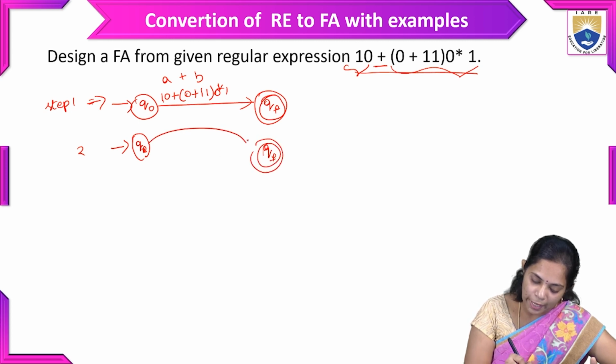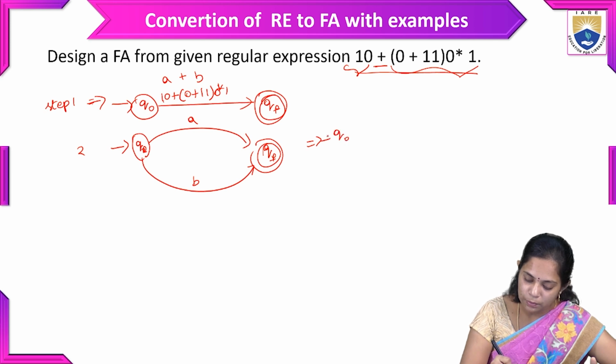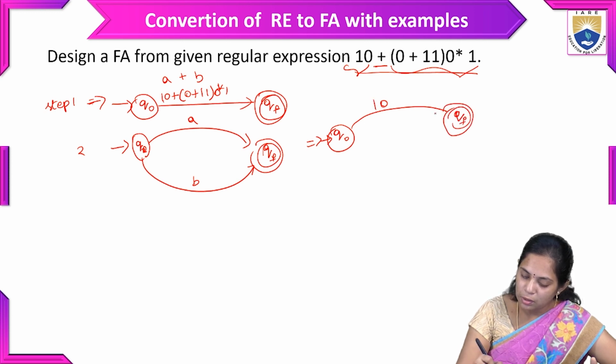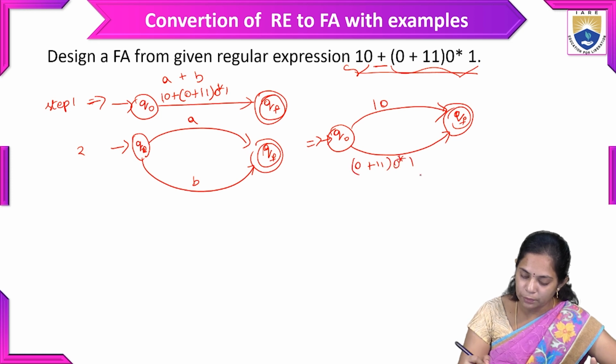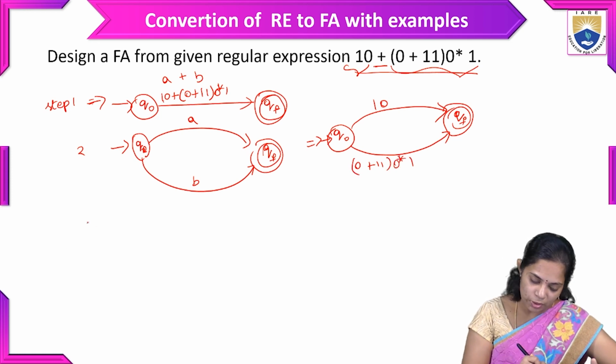So if it is A and B, that is represented as Q naught. A is equal to 1 0, and it is reaching the final state, and B is equal to 0 plus 1 1, 0 star 1. So let's solve this one.